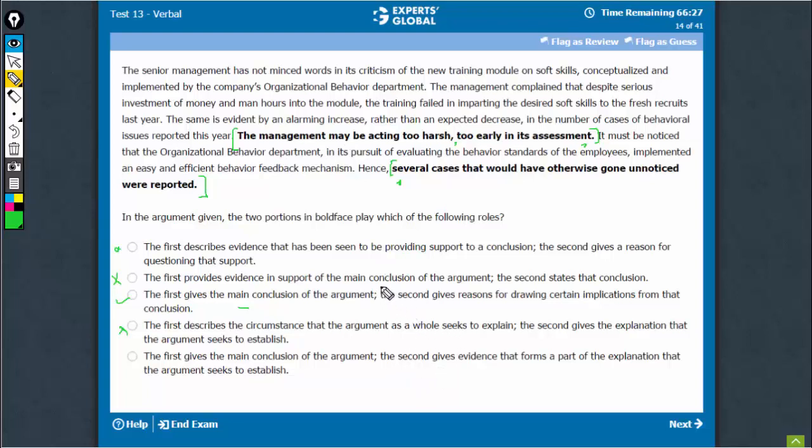Now let's look at the second part. What is the difference? The second gives reasons for drawing certain implications from that conclusion. So this is not about drawing implication from this conclusion. This is something which supports this conclusion. The second gives evidence that forms a part of explanation that argument seeks to establish. So see, what argument seeks to establish is of course this part, and this is forming a part of the explanation. So E is a better choice.